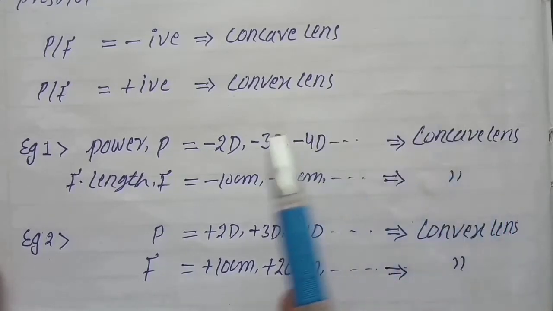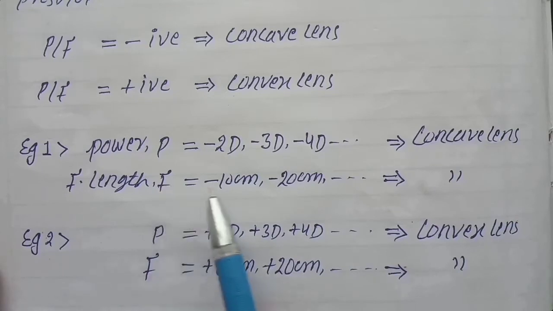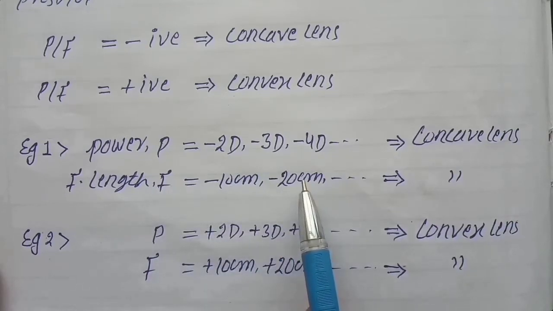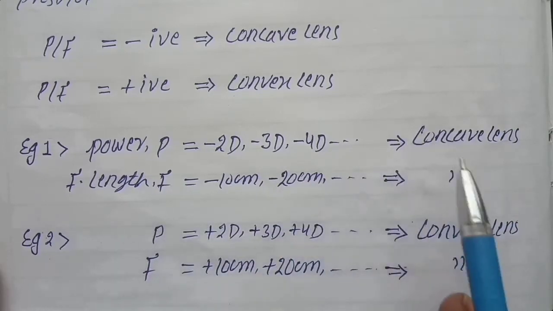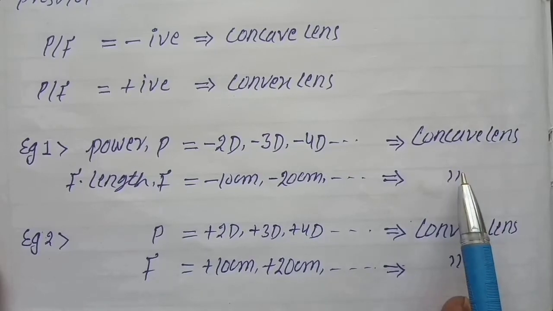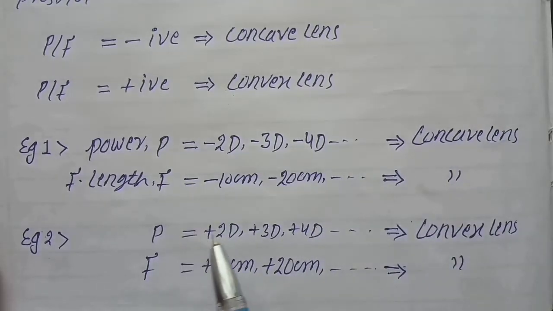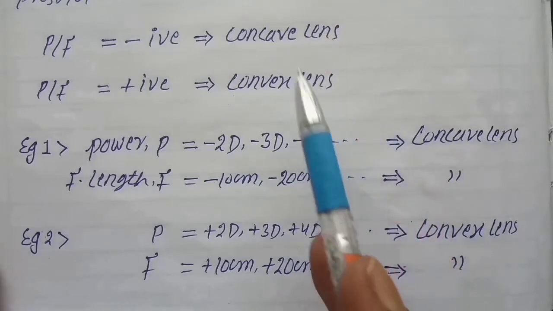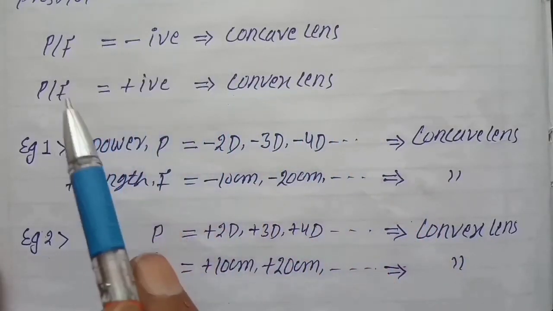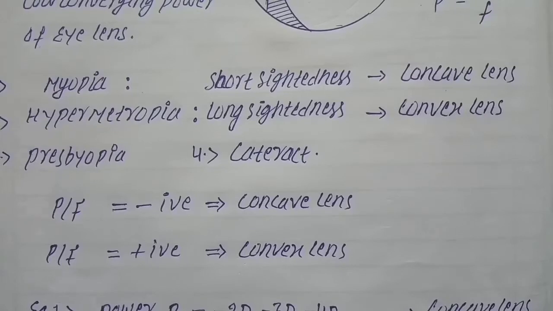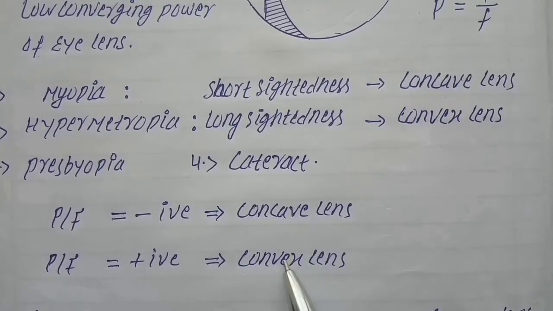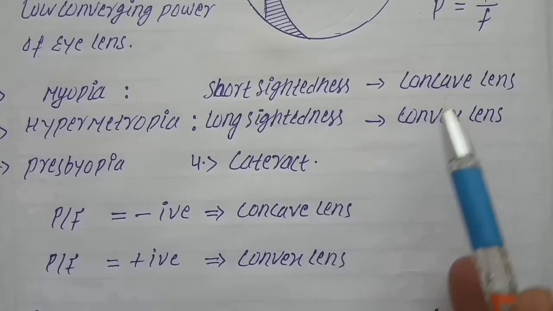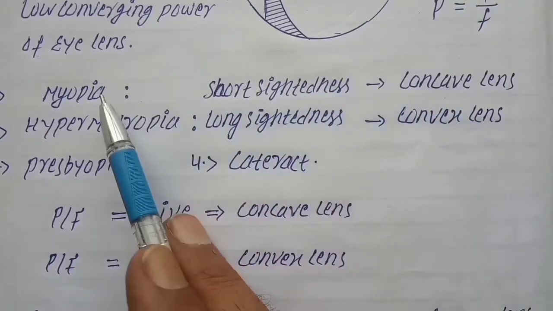Also any negative value of focal length, minus 10 cm, minus 20 cm and so on, will also indicate a concave lens. And any positive value of power or focal length will indicate a convex lens. So here we can recognize the concave and convex lens on the basis of the sign of power and focal length. So after recognizing the concave and convex lens, we can also recognize the defect of vision.